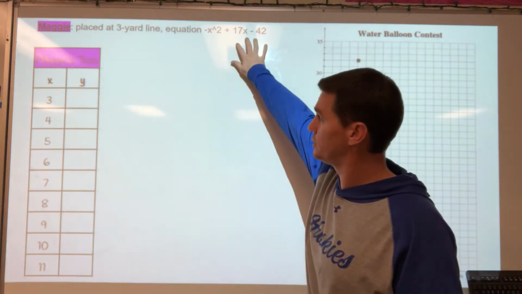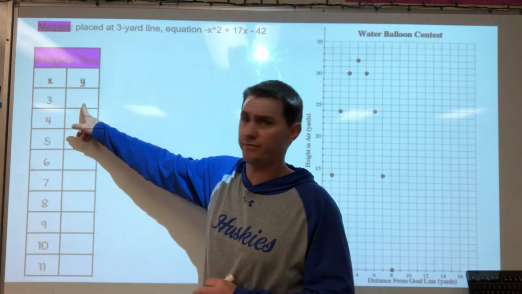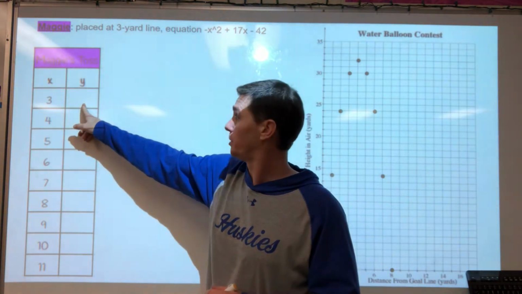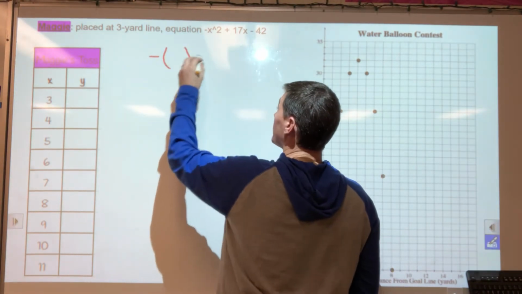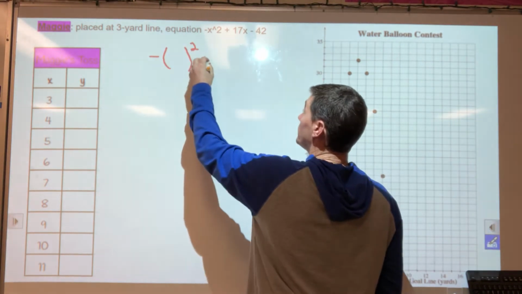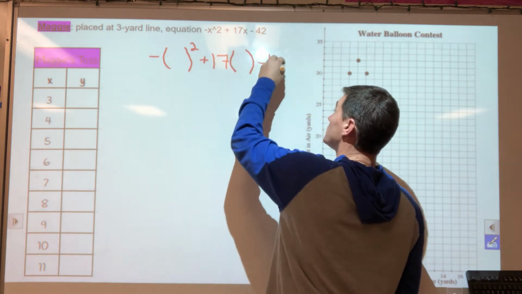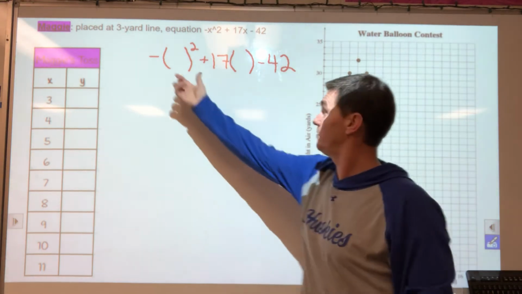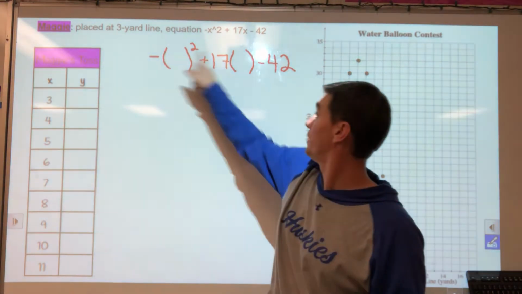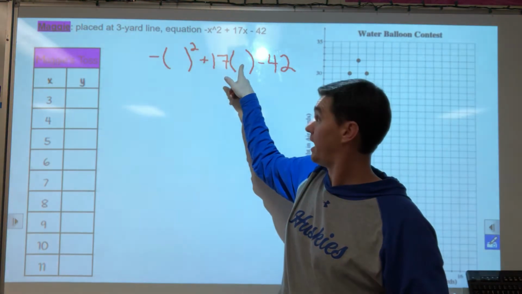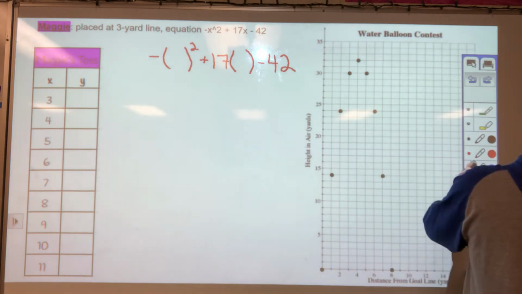Now we have this equation, and so how are we going to get the y values? Well, this is really similar to lesson 511. We're going to plug in our x value. So negative x squared plus 17x minus 42. Again, I leave parentheses and blanks because each of these is going to go in here for our x values. Order of operations is important to consider here.